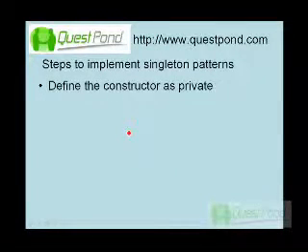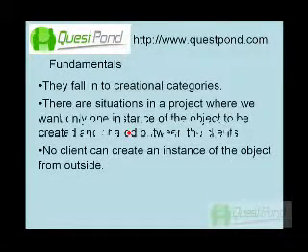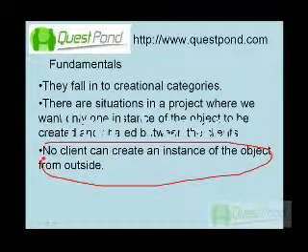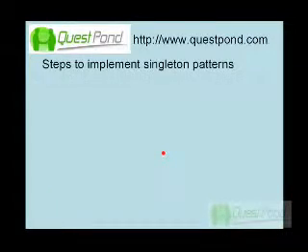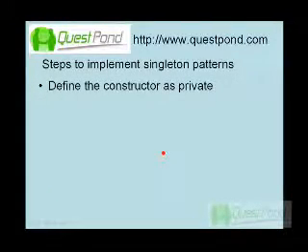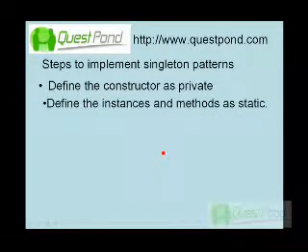So, steps to implement the Singleton pattern: first, define the constructor as private, because once you define the constructor as private, you cannot create the object. So we meet one of the conditions which we described first, that we should not be able to create an instance of the object from outside. That is implemented by defining the constructor as private, so that clients cannot create an object of it.